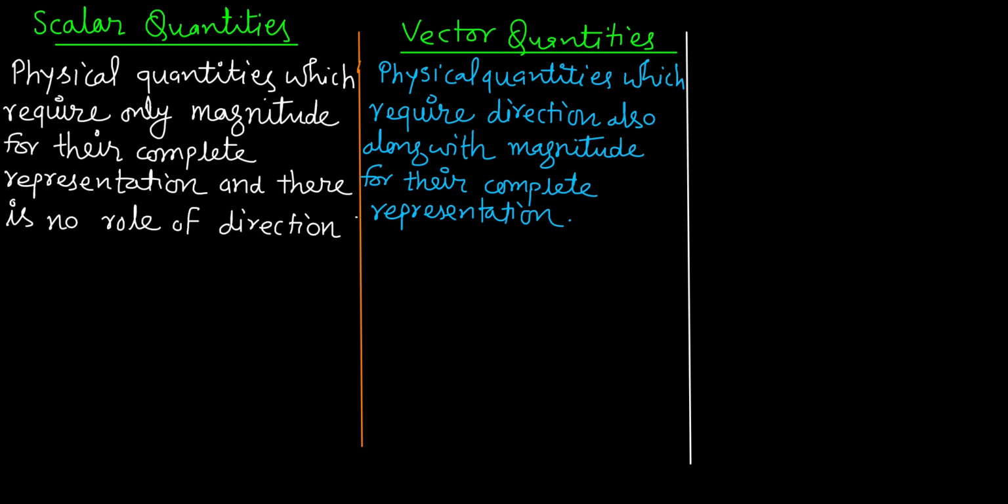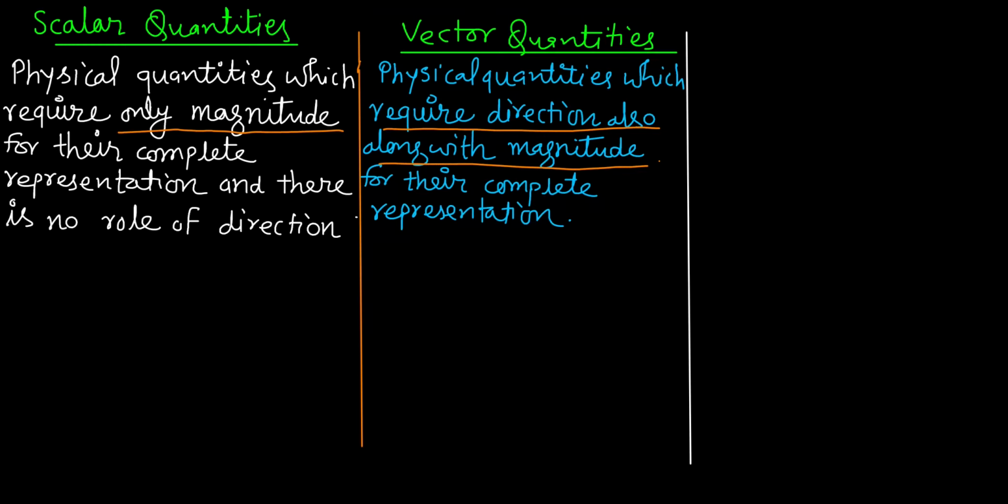Hello students, today we are going to learn about scalar and vector quantities in physics. As you can see, I have written the basic definition of scalar and vector quantities. Scalar quantities are those quantities which require only magnitude for their complete representation, and vector quantities are those which require direction also along with magnitude.